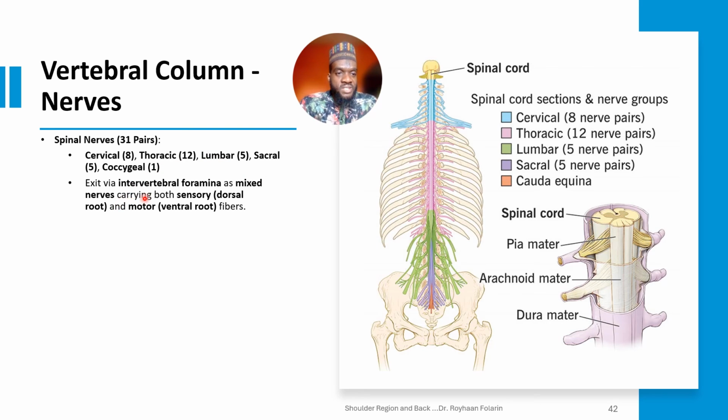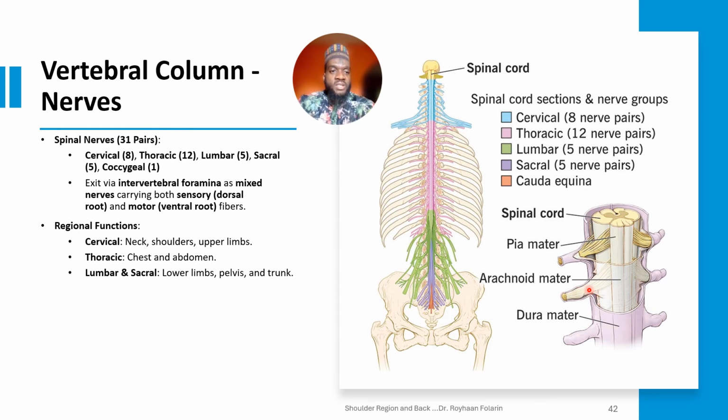The spinal nerves exit via the intervertebral foramina, which we have seen in previous pictures, as mixed nerves, carrying both sensory fibers, which is the dorsal root, and motor fibers, which is the ventral root. The regional functions include: the cervical nerves supply the neck, the shoulder, and the upper limbs. The thoracic nerves supply the chest and the abdomen. And then the lumbar and sacral nerves contribute towards the innervation of the lower limbs, the pelvis, and the trunk.